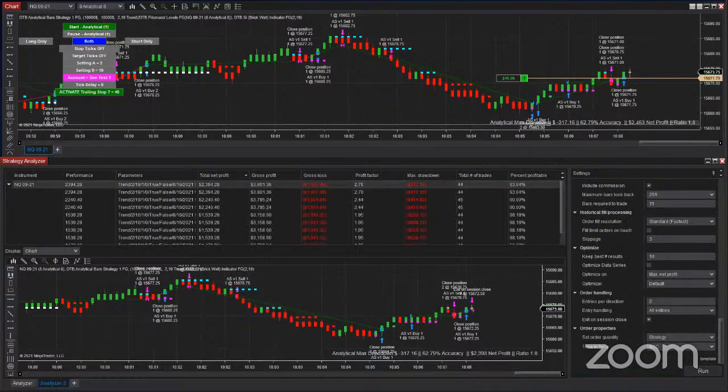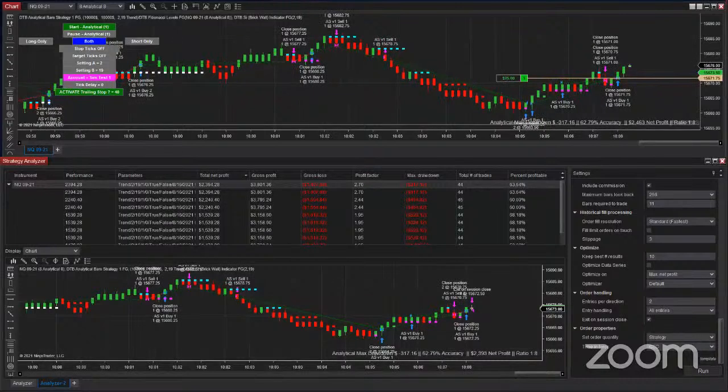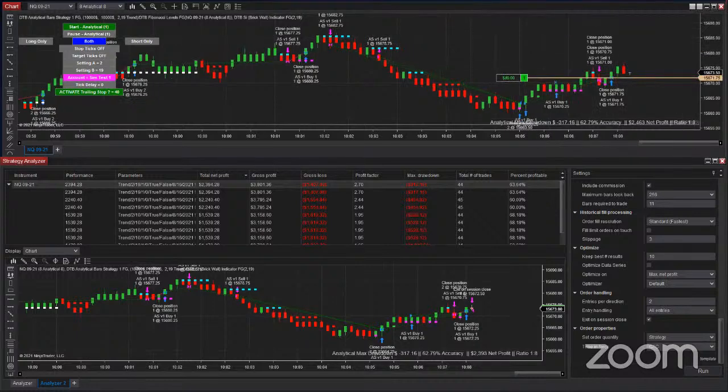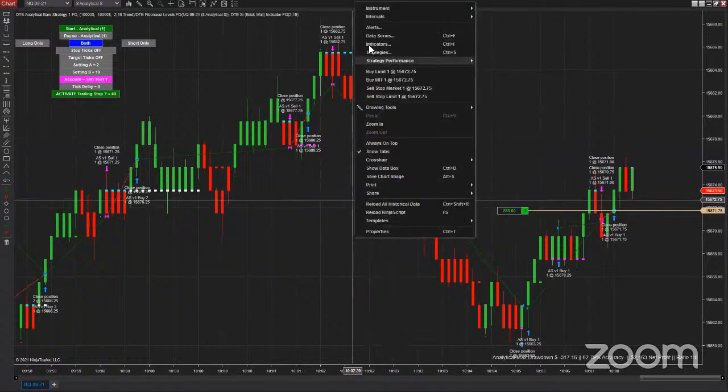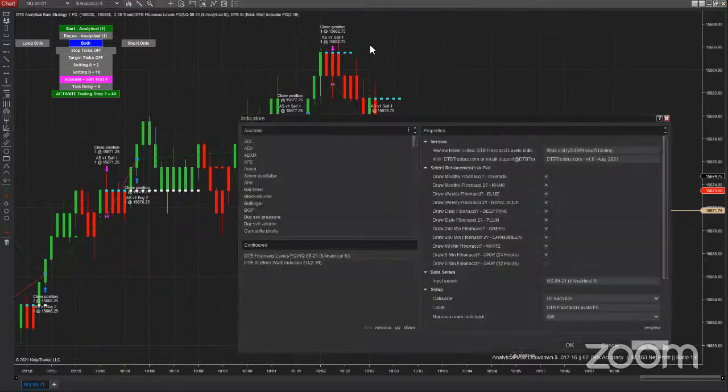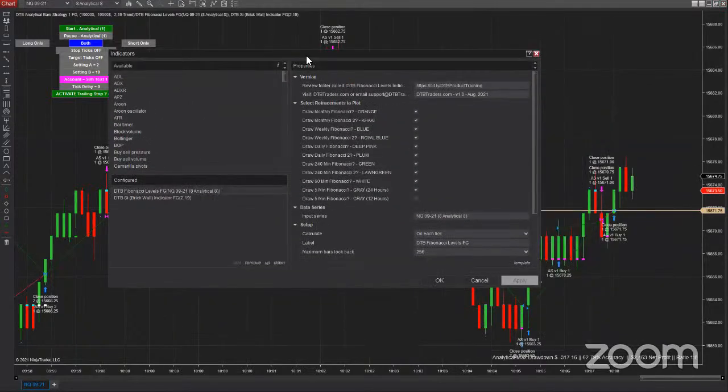Jason, if you wouldn't mind, when you have a chance, would you explain the multiple entries capability of the strategy? Yeah, so the multiple entries is pretty powerful. What that does is the strategy has a few different settings in it. If I bring up the indicator, that'll help me. I'm going to add a separate instance of the indicator to the chart.